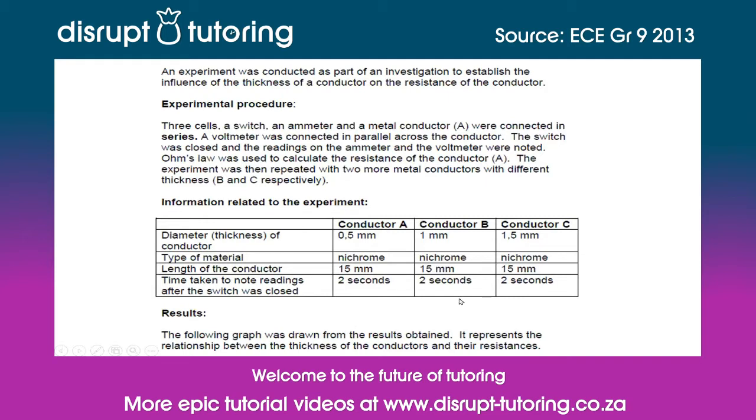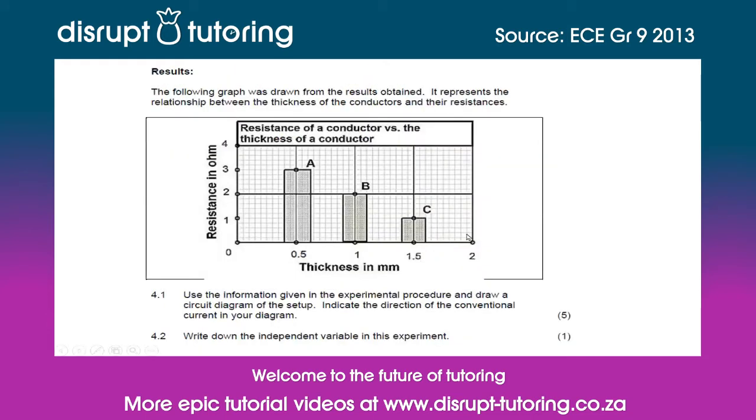Results. The following graph was drawn from the results obtained. It represents the relationship between the thickness of the conductors and their resistances. If we look at this graph, it shows the thickness on the x-axis, and the resistance in ohm is given on the y-axis. When the conductor was 0.5 millimeters thick, the resistance it gave was 3 ohm. When the conductor was 1 millimeter thick, the resistance seen was 2 ohms, and when the conductor was 1.5 millimeters thick, the resistance seen was 1 ohm.